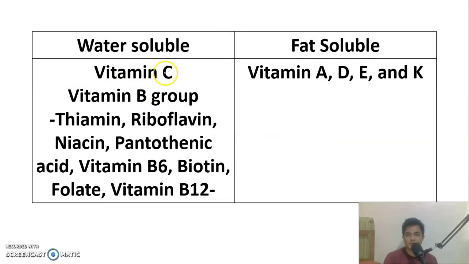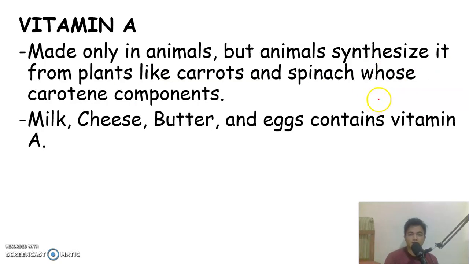So, this is divided into groups: the vitamin B group, which is water soluble, and vitamin C, and then vitamin A, D, E, and K are all fat soluble. Now, let's go and discuss vitamin A. Vitamin A is made only in animals but can be synthesized when an animal or a human eats carrot or spinach, whose carotene components are very high.